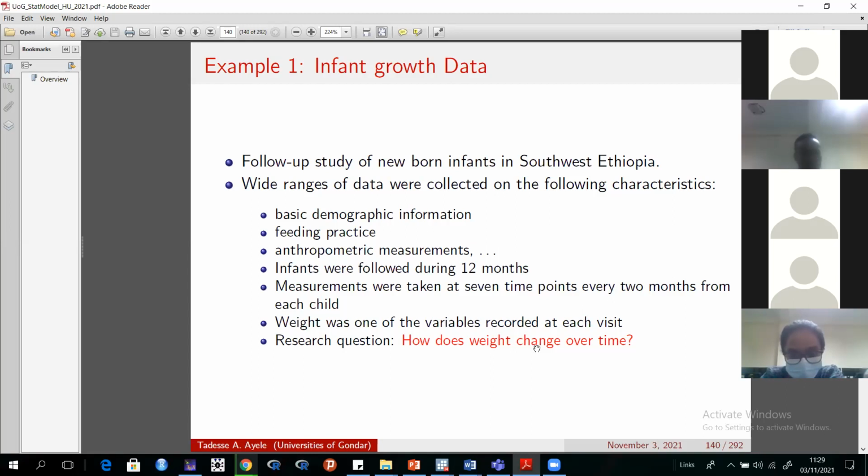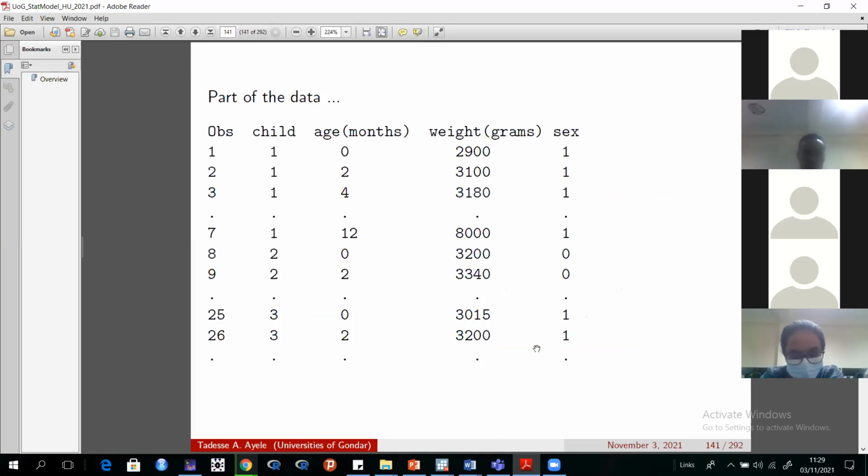The slide is visible. Example 1, infant growth data. Yes, let's go through that. This is the data structure that I have presented here. So the data structure looks like this. I don't know what the problem is. I'm going to close and then I will join you again. I will rejoin you again. Okay. Okay.